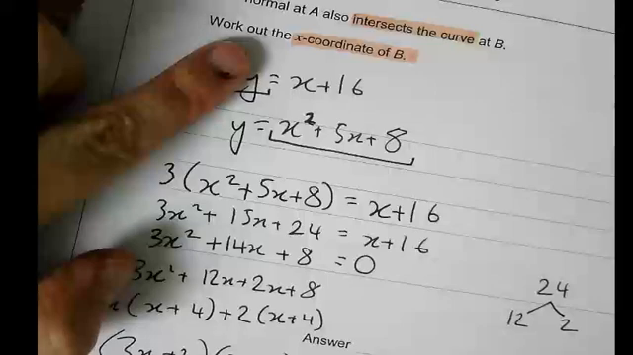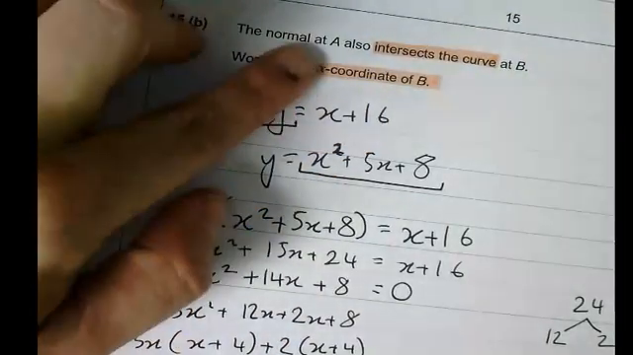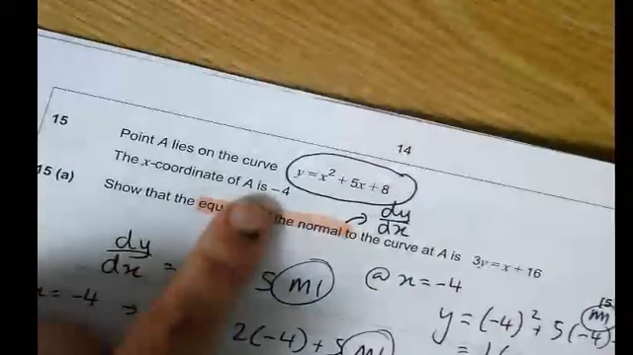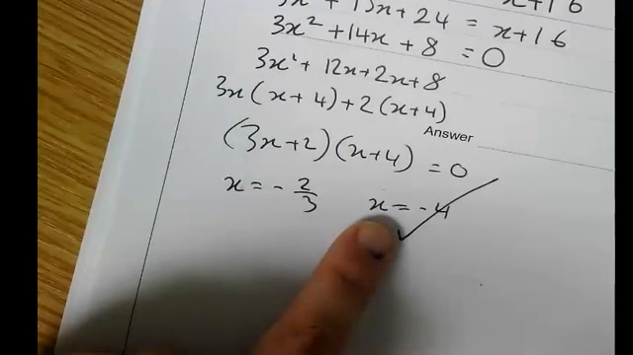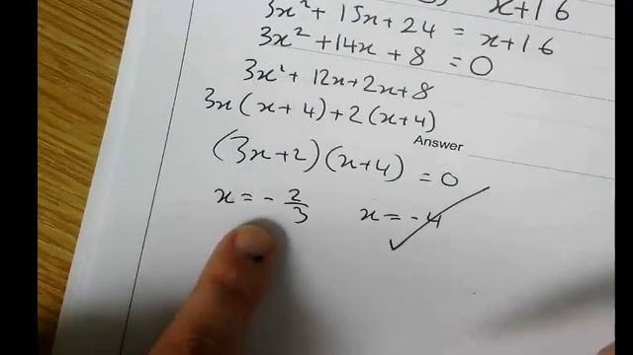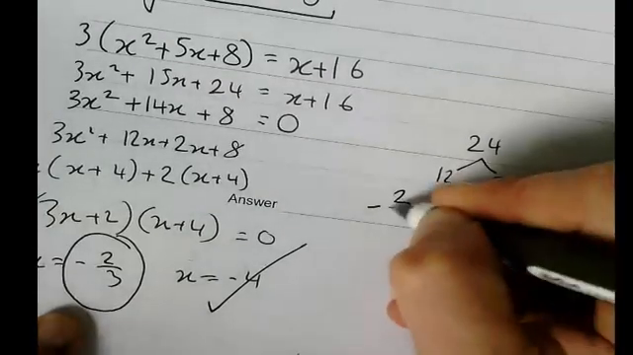It just wanted the x-coordinate, and it wanted the x-coordinate at B, so the normal at A also intersects the curve at B. A had the x-coordinate negative 4, so I'm happy. I've solved and I've got a negative 4, which means I've probably done the right thing. But it's asking for the B coordinate, so this is the point that they want. So my final answer is going to be negative 2/3.